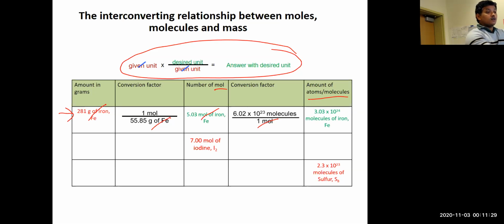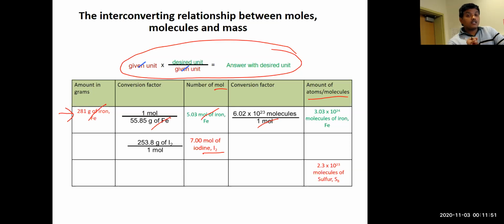How do you convert moles of iodine molecules, I2, to an amount in grams and an amount in molecules? Okay, let's find out how many grams are in there. To convert moles to grams, again, you need to use the molar mass conversion factor.